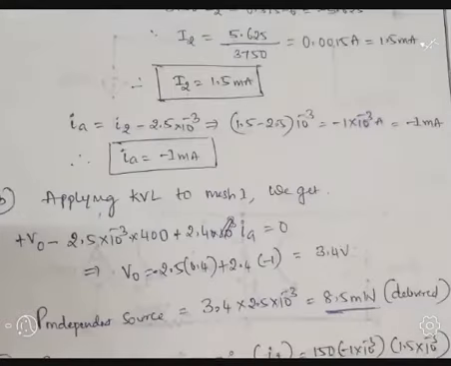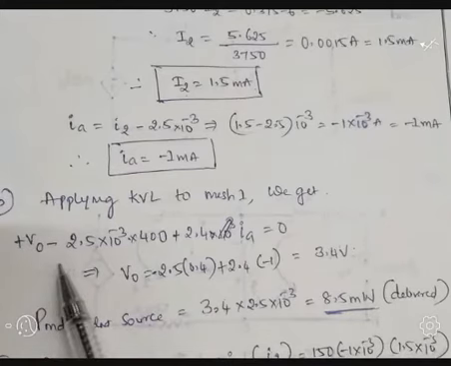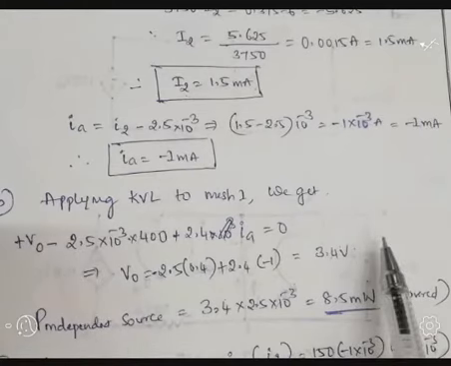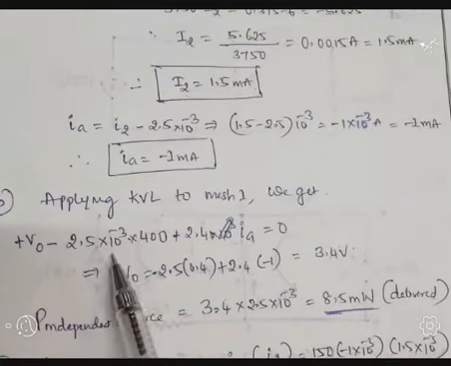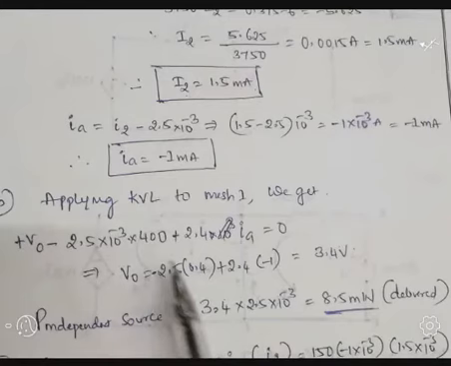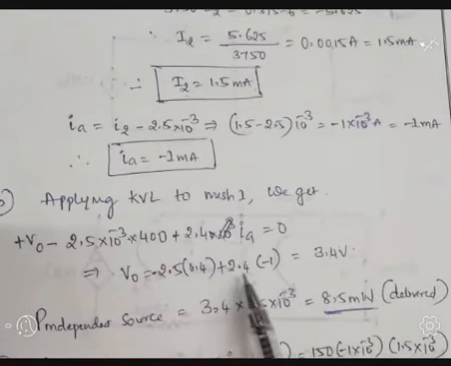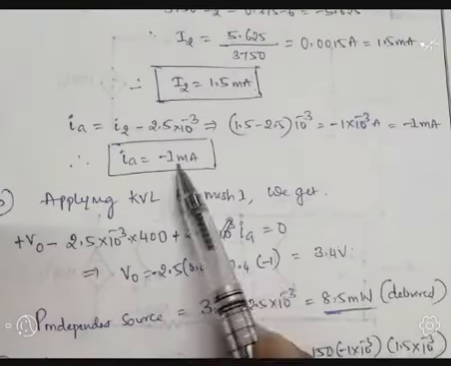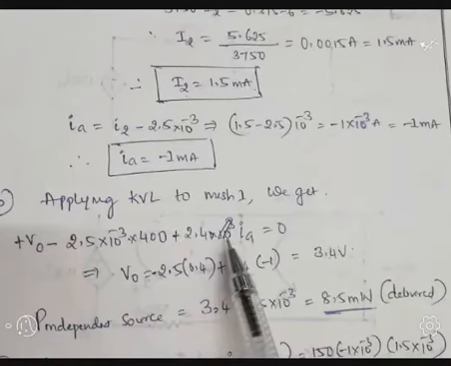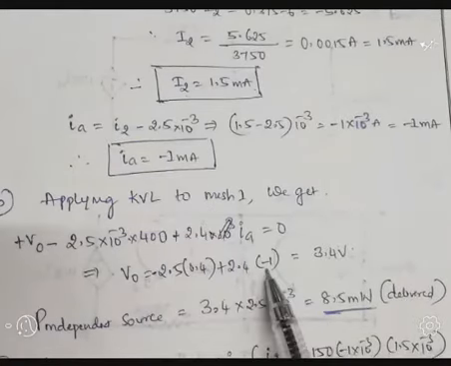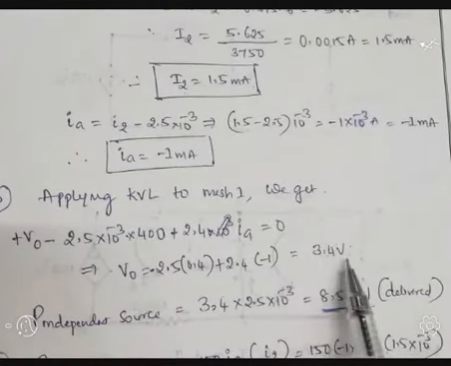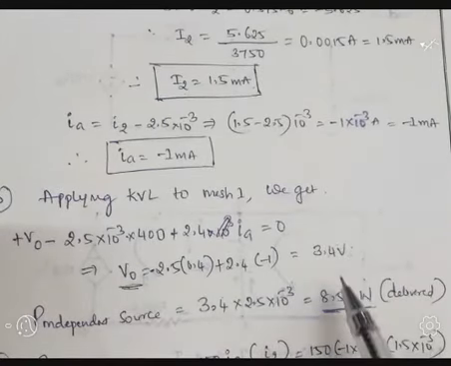So IA is calculated here, substitute and simplify. Except V naught, I will take the remaining terms towards the RHS. So it becomes plus 2.5 into 10 to the power minus 3 multiplied by 400, which becomes 0.4, plus 2.4 as it is. The value of I is calculated, that is 1 milliampere. I am going to substitute here, 2.4 K, and 10 to the power 3 and 10 to the power minus 3 cancel. Only we are getting minus 1. Then simplifying the RHS, we get 3.4 volt. Hence we calculated the value of V naught, that is equal to 3.4 volt.